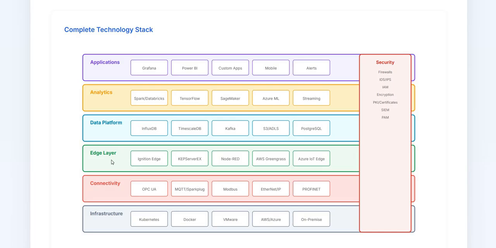And the edge layer sits close to machines, handling local logic, buffering, and translation. And data platforms store time-based information and event streams. Analytic systems extract meaning, train models, and detect patterns. Okay, and applications present results through dashboards, alerts, and mobile views. And security spans every layer rather than sitting on top, because access control, monitoring, and encryption only work when designed end to end.